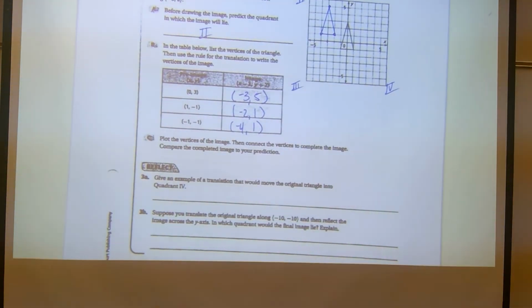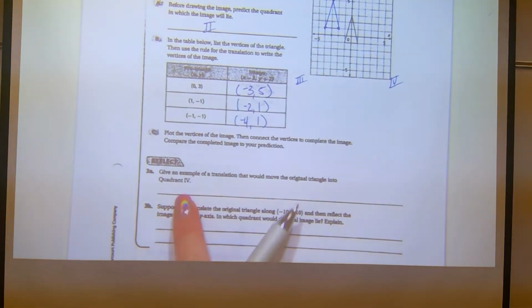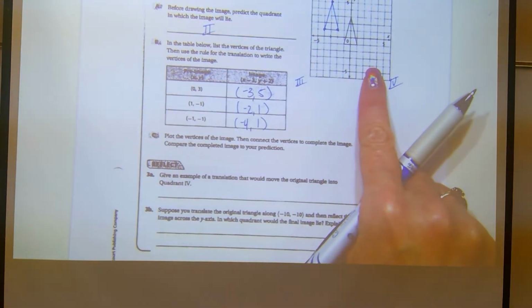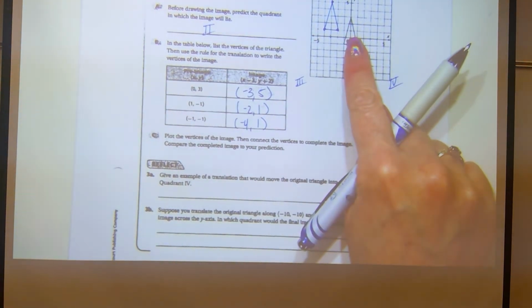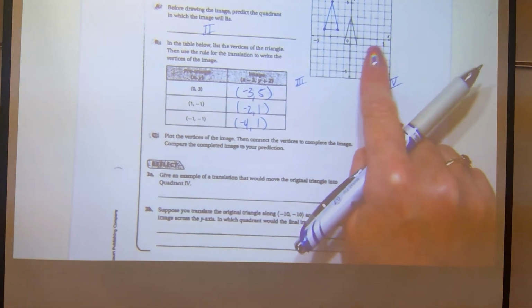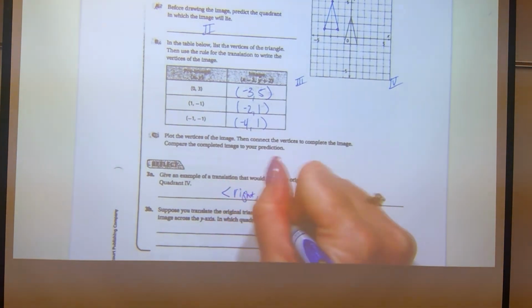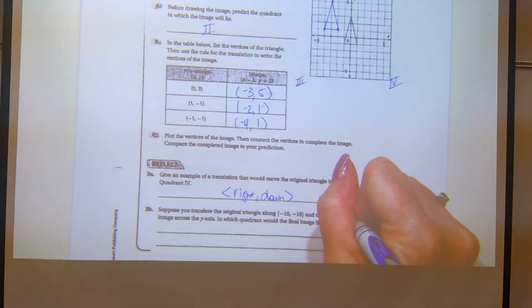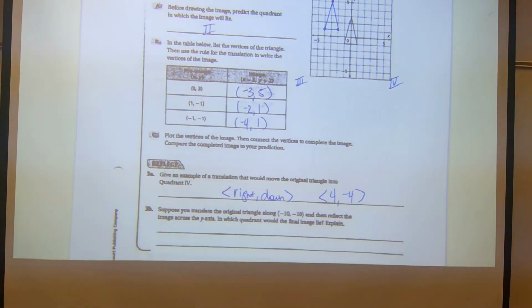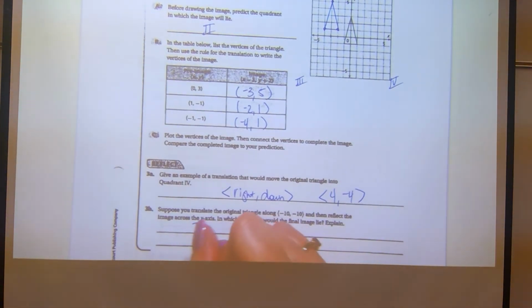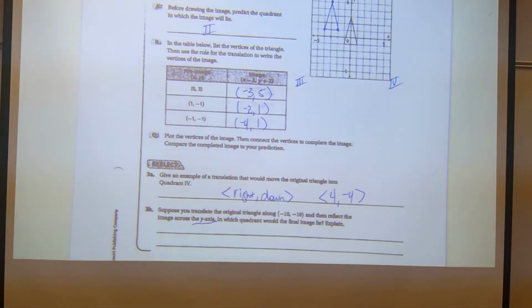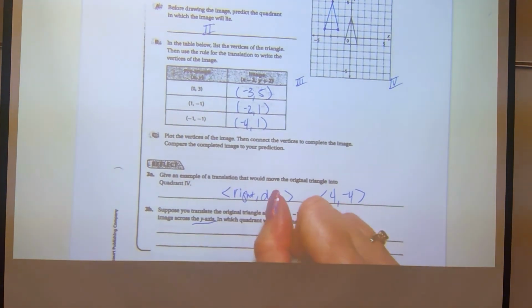Give an example of a translation that would move the original triangle into quadrant 4. Well, quadrant 4 is down here. So any translation that moves that starting pre-image to the right and down is going to put you in quadrant 4. The one I gave would have been <4, -4>. That's an example. What if I started with my original triangle, translated along that vector, and then reflected across the y-axis? What quadrant would your image end up in? Well, that is quadrant 4 as well.